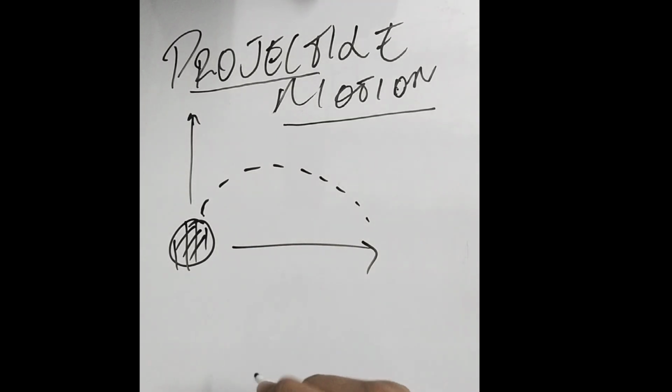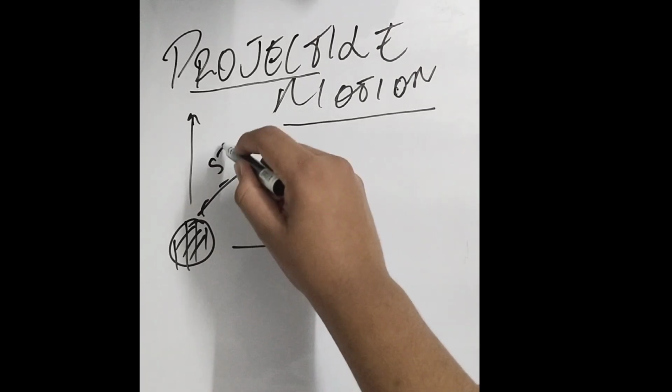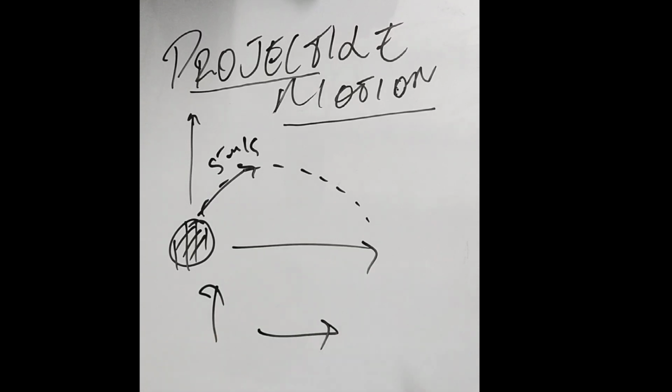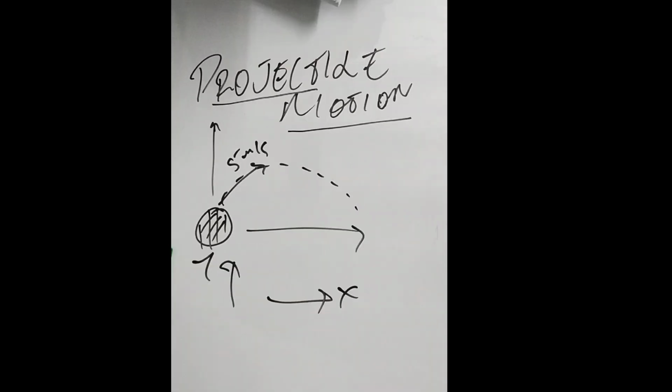When we're talking about projectile motion, we mainly divide an object which we are throwing, let's say we're throwing at 5 meters per second, into the x component and y component and talk about them separately. So how exactly does this work?